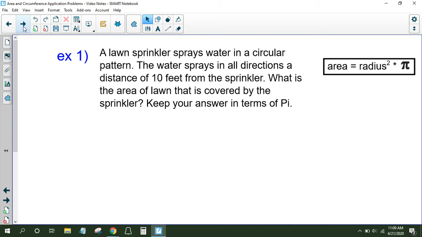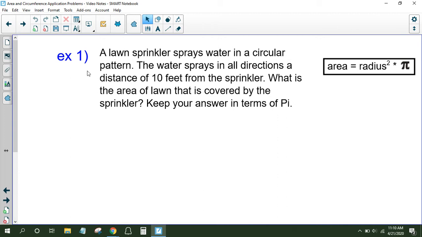For example number one, it says that a lawn sprinkler sprays water in a circular pattern. The water sprays in all directions, a distance of 10 feet from the sprinkler. What's the area of lawn that is covered by the sprinkler? They want us to keep our answer in terms of pi. Again, our formula is area equals radius squared times pi.